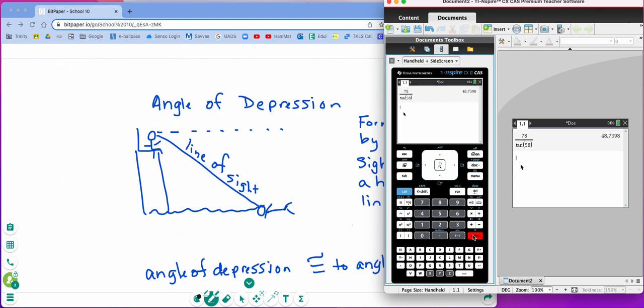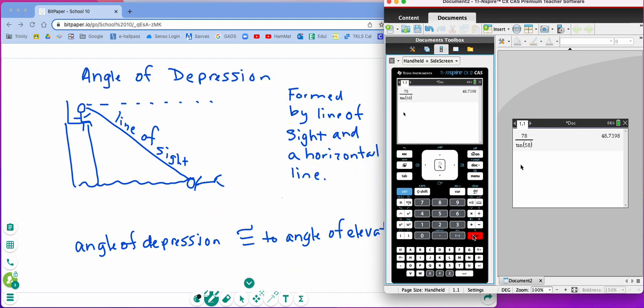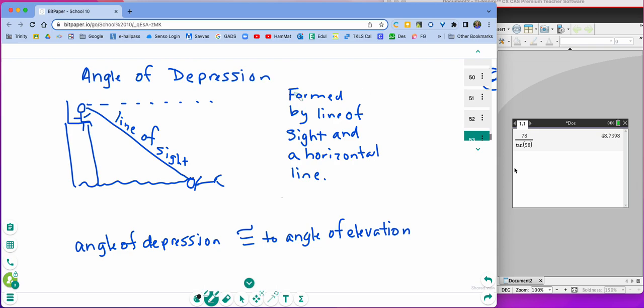All right, now let's look at the angle of depression. The angle of depression is formed by, again, the line of sight and a horizontal line. So if I have a lifeguard sitting up here in his post, and we have the line of sight to the swimmer, that line of sight forms an angle with a horizontal line from where the lifeguard is. So that would then, again, give me my angle of depression. So my angle of depression is going to be this angle right here.